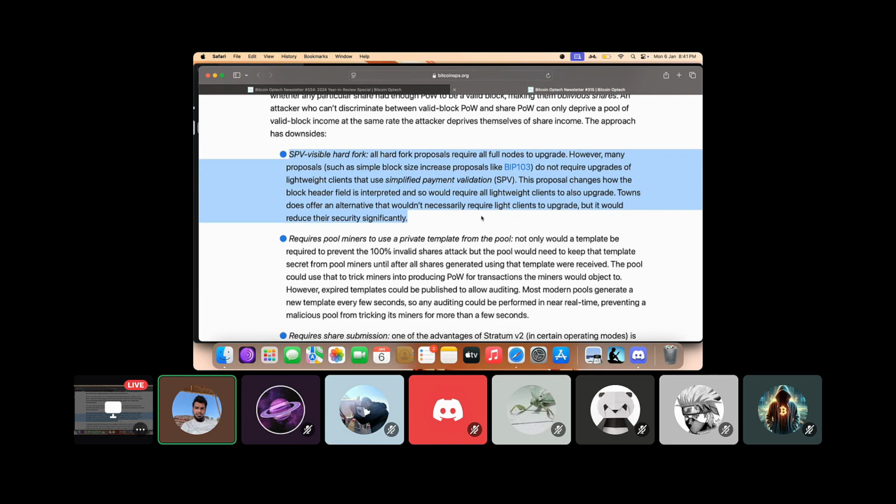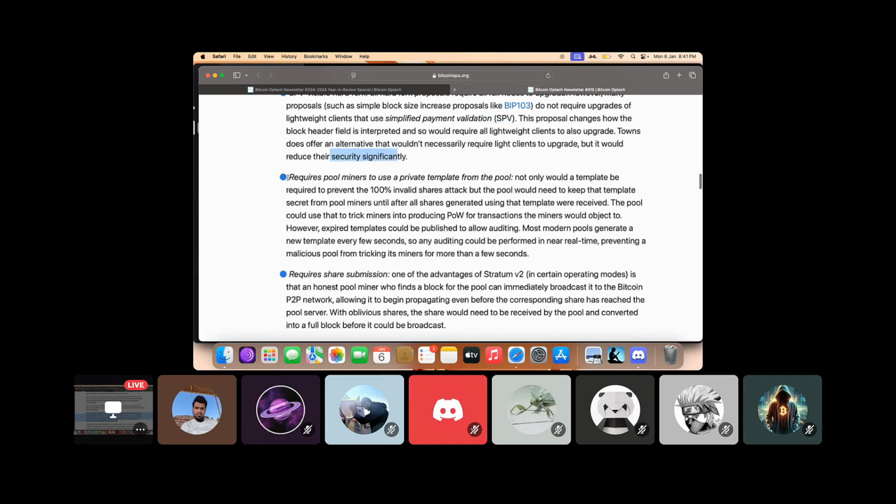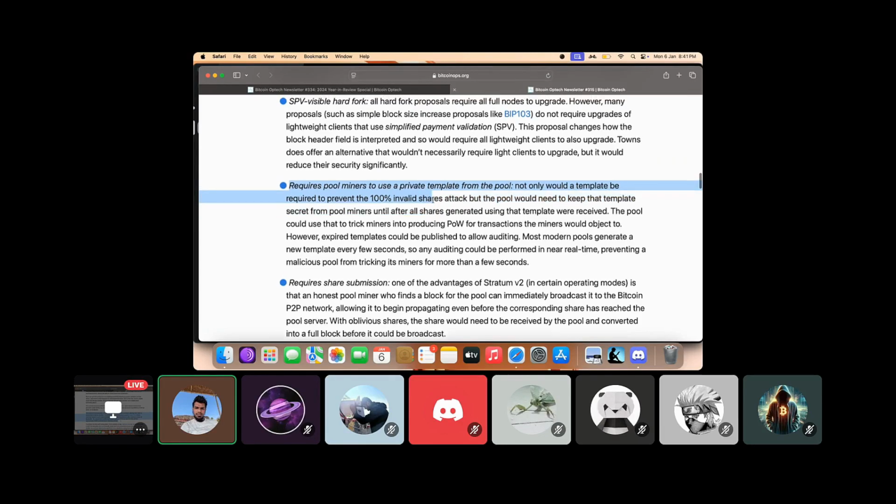Okay, so Anthony Towns did suggest an alternative, but executing that alternative will compromise the security of SPV clients, meaning the light wallets. Requires pool miners to use a private template from the pool. Not only would a template be required to prevent the 100% invalid shares attack, but the pool would need to keep that template secret from pool miners until all shares generated using that template were received. The pool could use that to trick miners into producing proof of work.